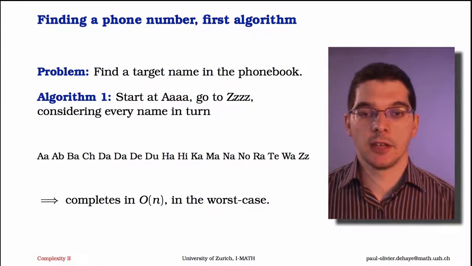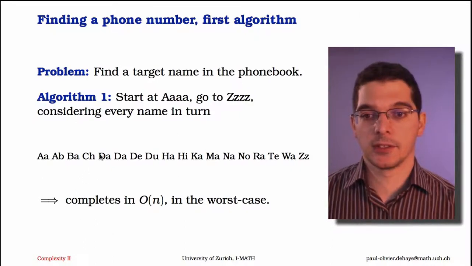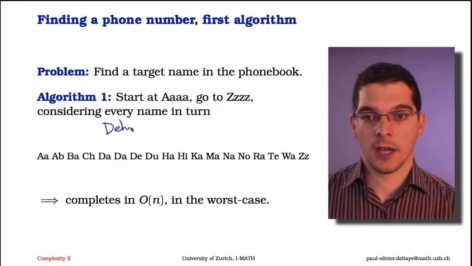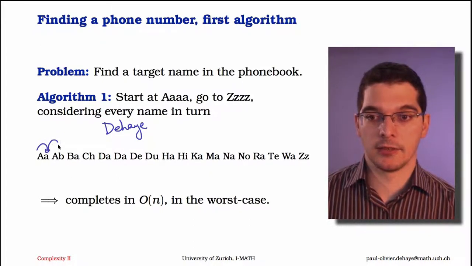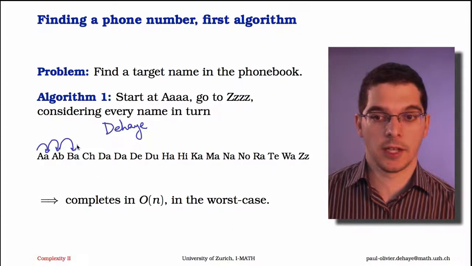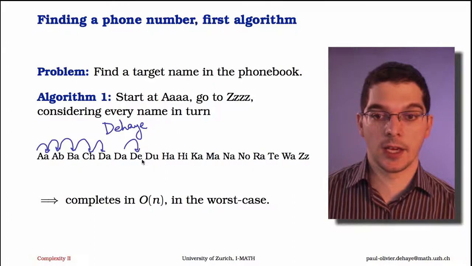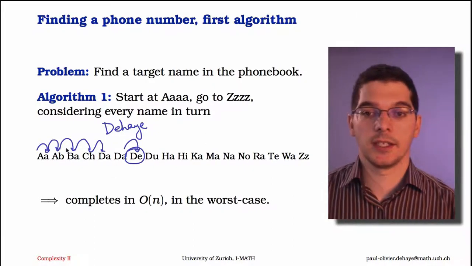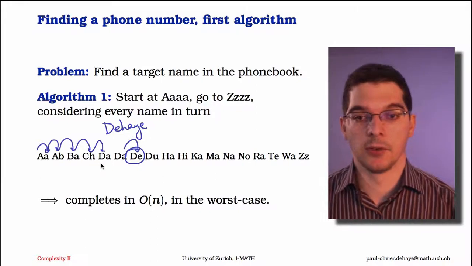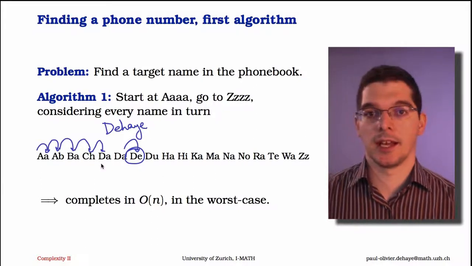If I was to look for my name, for instance, Dehaye, I would start at quadruple A or something, and look at it, and that's not right. Then go to the next, and the next, and the next, etc., up until hitting the jackpot, and I just found my name. So you can see that this already feels pretty slow. But what's the worst thing that can happen?